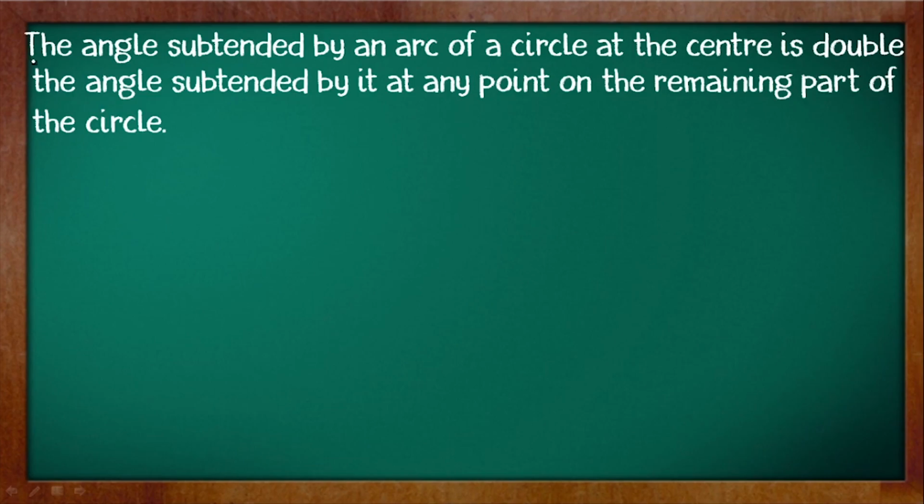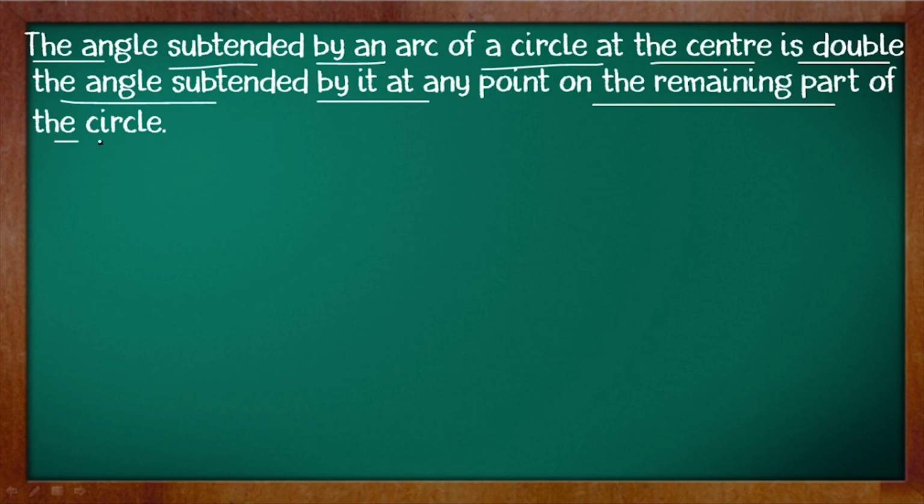So without any further delay, let's see the statement of the theorem. The statement states that the angle subtended by an arc of a circle at the center is double the angle subtended by it at any point on the remaining part of the circle.